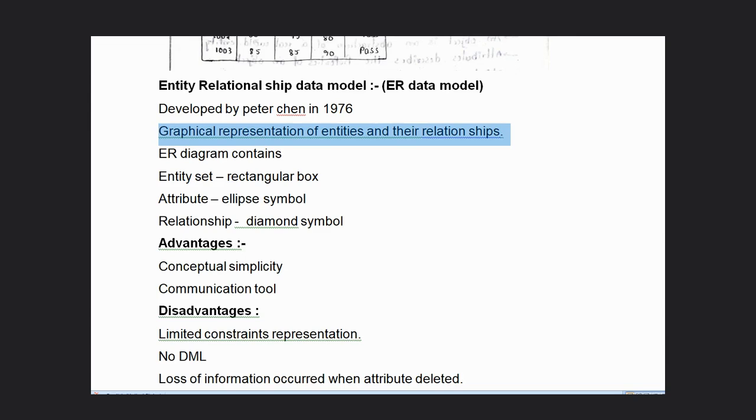An ER diagram basically contains three components. The first one is the entity set, which is represented by a rectangular box. Attributes, meaning the properties of the entity set, are each represented by an ellipse symbol. Relationships between the entity sets are represented by a diamond symbol.